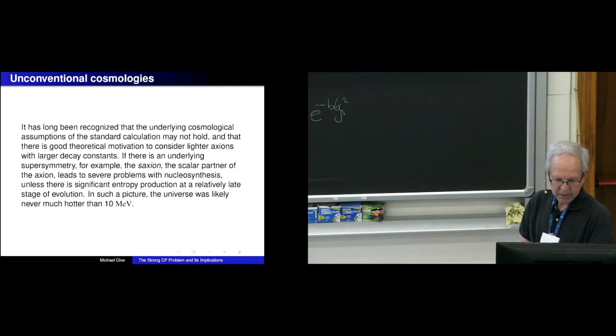Typically one tries to solve that by assuming some significant additional entropy production through the decays of other light fields at a relatively late stage of evolution. And in such a picture, the universe was likely never hotter than about 10 MeV. So the standard computation, which assumes that we basically start near the QCD scale, doesn't hold.